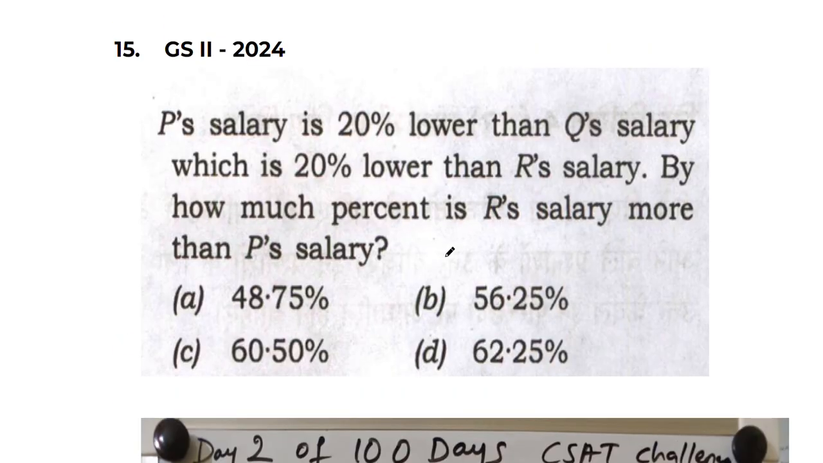Now, 15th question. P's salary is 20% lower than Q's salary, which is 20% lower than R's salary. By how much percentage is R's salary more than P's salary? See, whenever you get a percentage question, and all the units given in the question are in percentage, just imagine 100. Just assume the value to be 100 there.